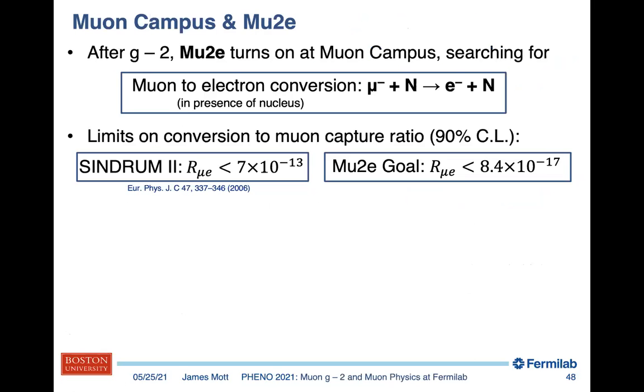Okay, so then in my last couple of minutes here, I want to also bring up where we're going after g-2. So at that point, Mu2e will turn on at the Muon Campus. The Mu2e experiment is searching for muon to electron conversion. This is charged lepton flavor violation in the presence of a nucleus. So it's basically this reaction here. The current limit comes from SINDRUM, and it's about 10 to the minus 13. So the final goal for Mu2e is to push this down by 4 orders of magnitude to get to 10 to the minus 17 and take a big chunk out of this parameter space.